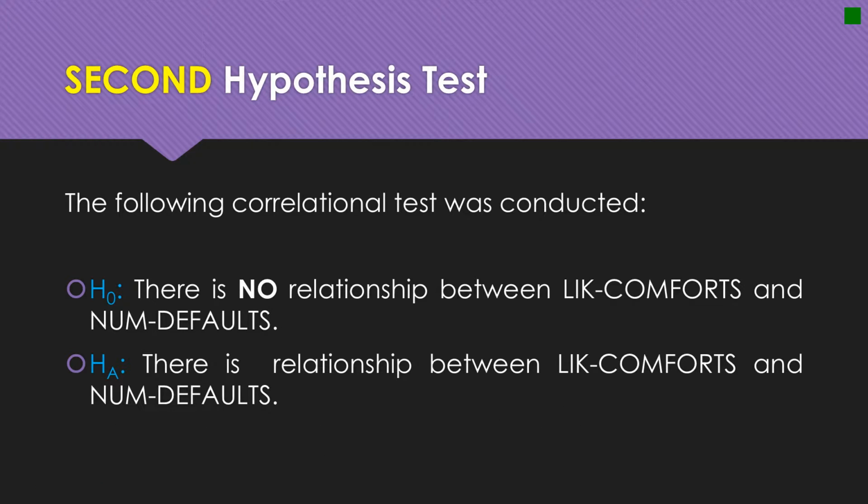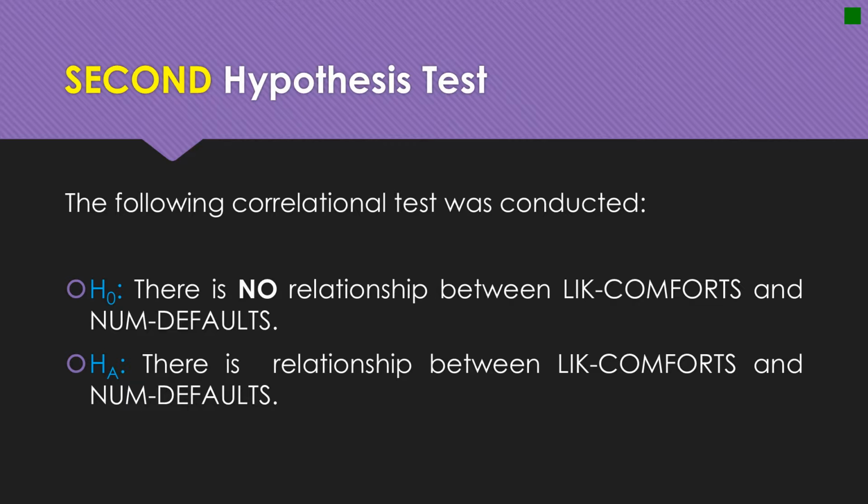We move to the second hypothesis. The null hypothesis says there is no relationship between leg comfort and num defaults, and the alternative hypothesis says there is a relation between leg comfort and num defaults.